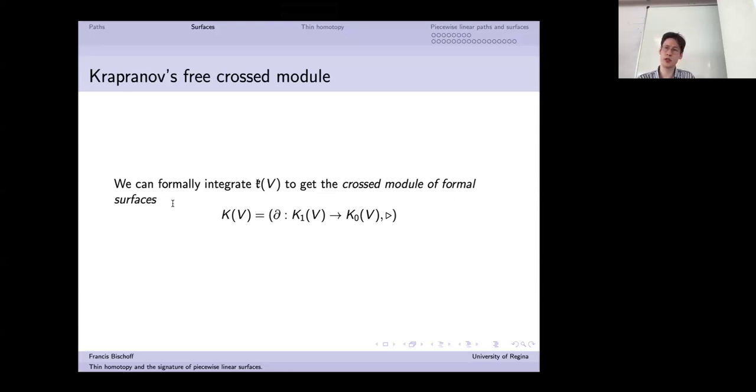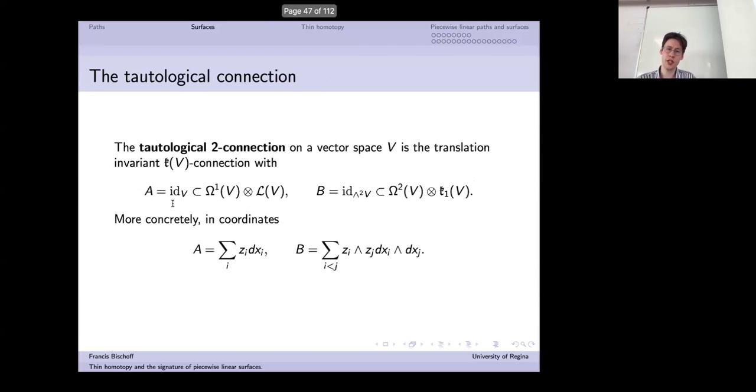In order to do that, I'm going to use a specific two connection, which is a tautological two connection. It's supposed to be a two connection valued in this cross module of Lie algebras. So it's going to be a one form with values in the free Lie algebra of V, and then a two form valued in this K1 of V. For the one form, I take the same thing as before, the identity of V.